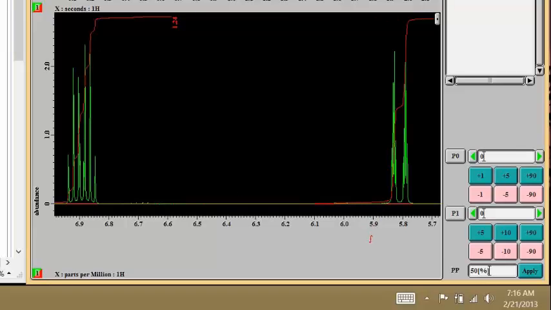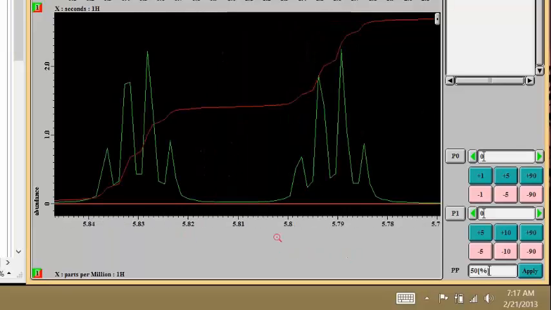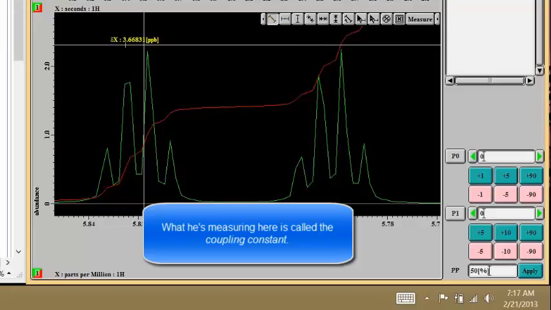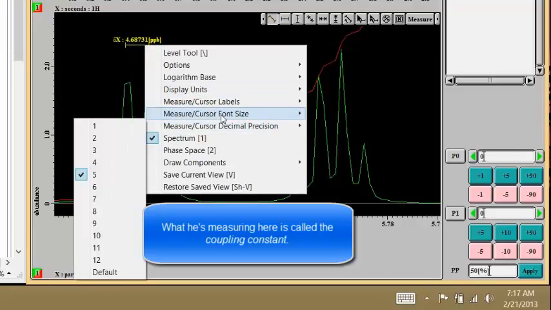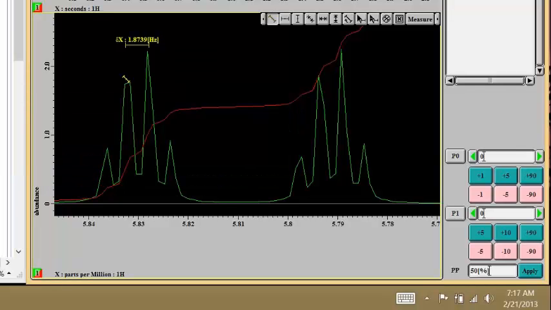Now the coupling constant is the distance between the individual peaks in the pattern. For example, if we take a look and measure, let's go ahead and measure the distance between these 2 here. I'm going to change the units to hertz, standard. And we see that the difference here is around 1.8 hertz.